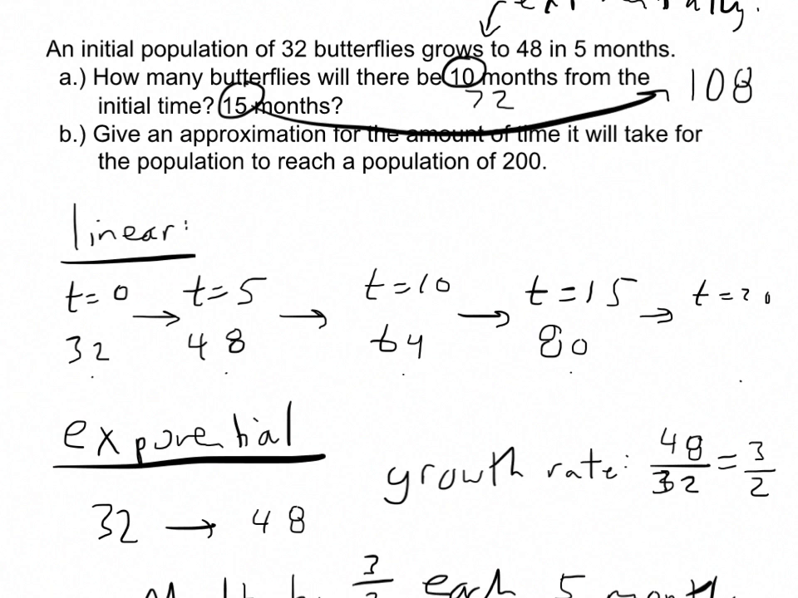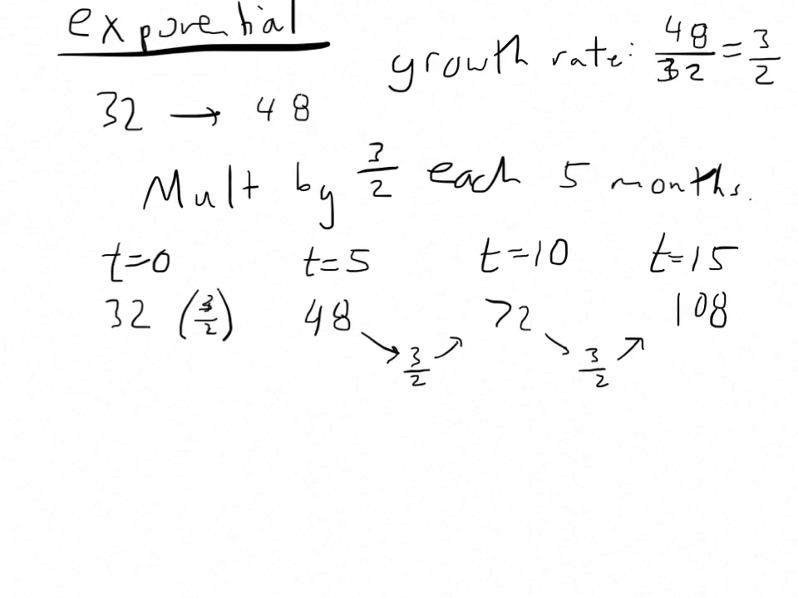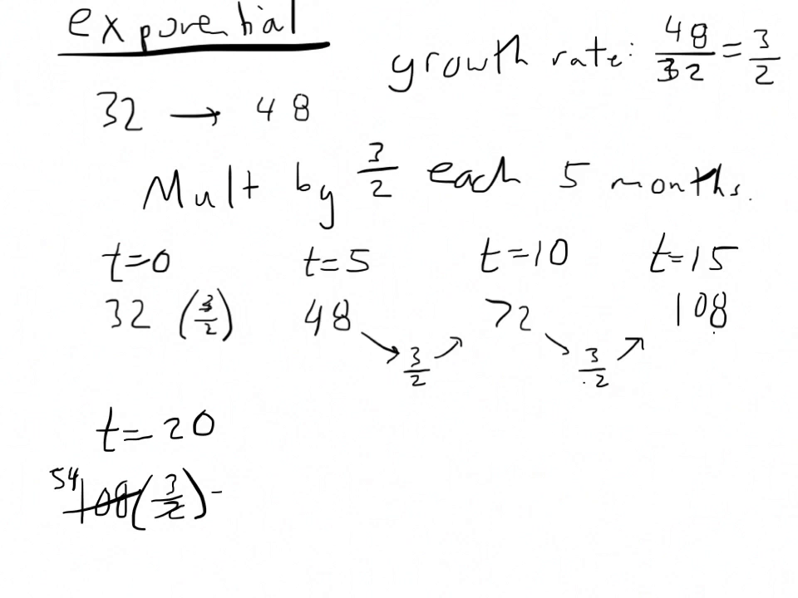Now, part B: give an approximation for the amount of time it'll take for the population to reach 200. Well, we can keep running this process. If I were to do time 20, I would just have to do 108 times 3/2. Understand all I'm doing here is 108 times 3/2. You simplify this down to 54. 54 times 3 will give you 162.